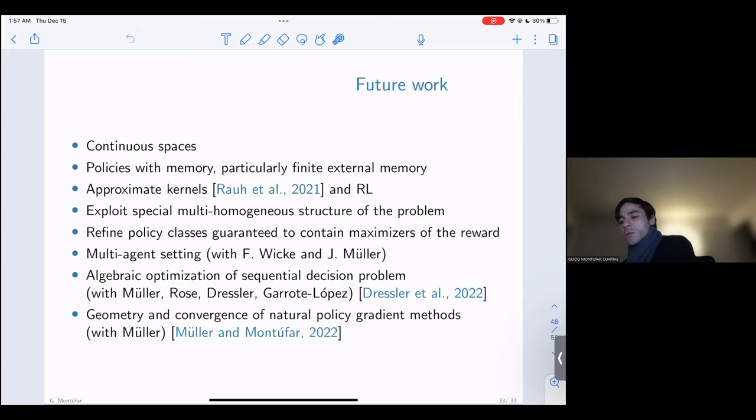Other things that are interesting from this perspective of a semi-algebraic description of feasible sets and what the optimization problem looks like are multi-agent settings. So when you have multiple agents, they may not all perceive the same, even if in aggregate or all together, maybe they perceive the entire environment, but not every one of them separately. So it's an interesting case of partial observability, something we were looking at with Lili, Fike, and Johannes.